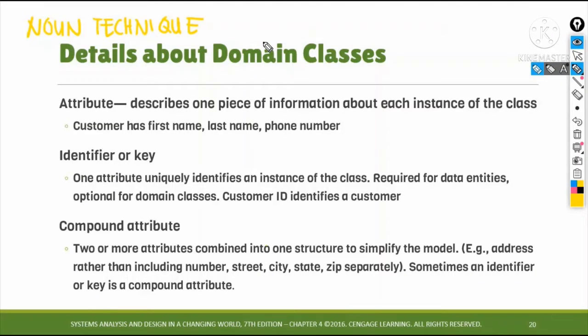The noun technique involves listing all the nouns that come up in discussions or documents about the requirements. So the list can become quite long because many of these nouns are actually attributes.